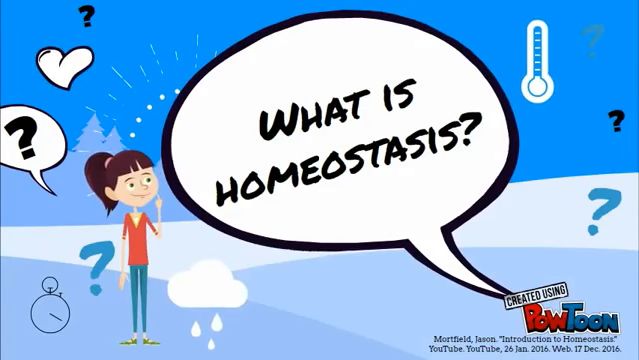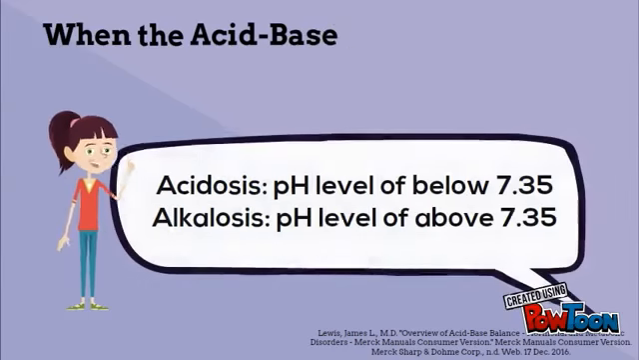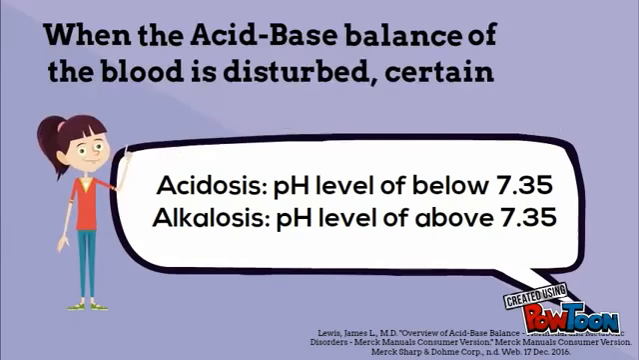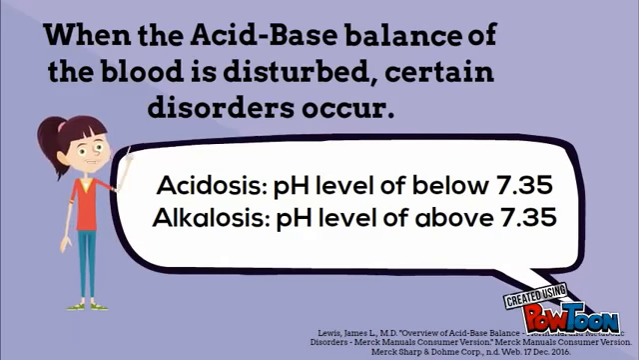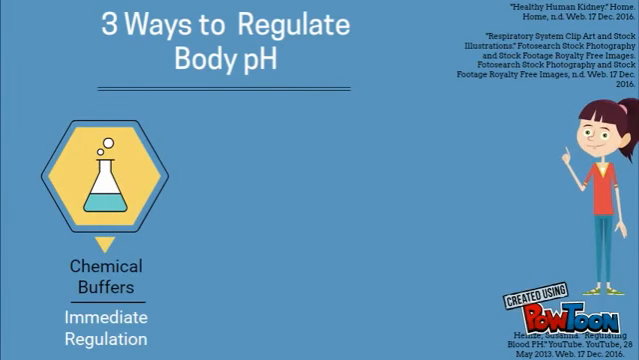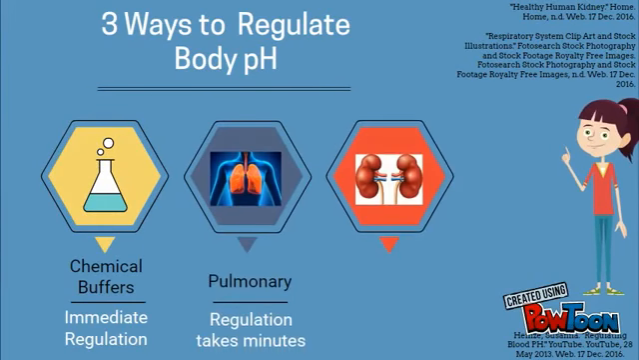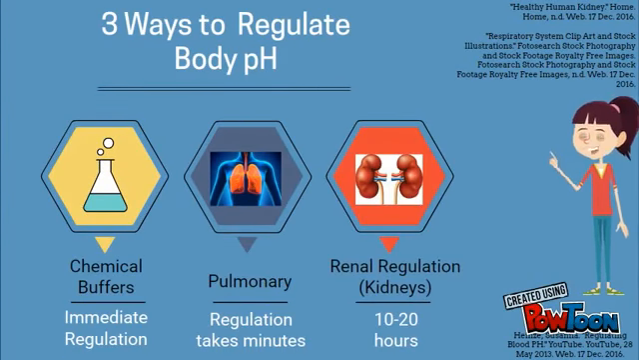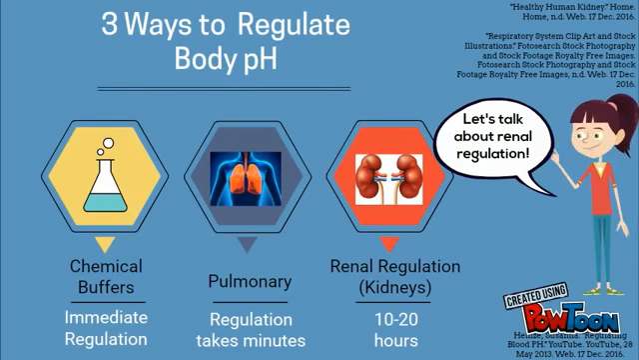Homeostasis is any process that helps the body maintain a state of equilibrium during changes to the external environment. Acidosis occurs when an individual has a pH level of below 7.35, and alkalosis occurs when an individual has a pH level of above 7.35. There are three ways to regulate blood pH level: chemical buffers, pulmonary regulation, and renal regulation. We're going to talk about renal regulation.